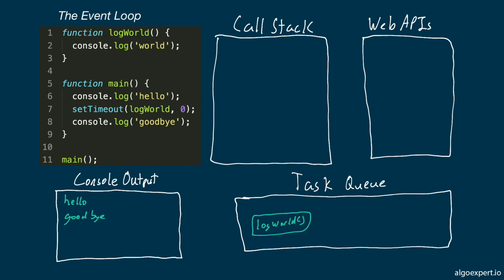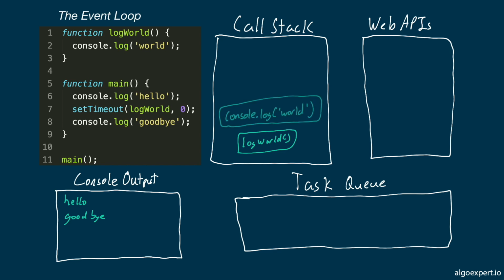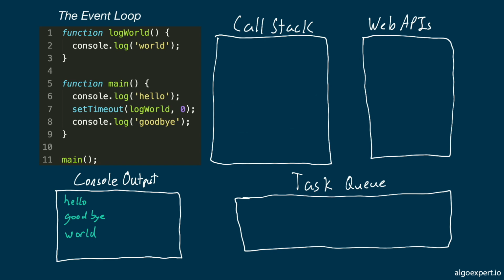And now finally the call stack is empty, so the task queue can move one task into the call stack, which will be the call to the logWorld function. This will act the same as before, so it will push console.log of world onto the call stack, which in turn will log out the string world. Then once the log is complete, console.log will be popped off of the call stack, as well as the logWorld function, since we are at the end of that function. And now this is the end of our code execution because there's nothing left in the call stack and we have nothing in the task queue.